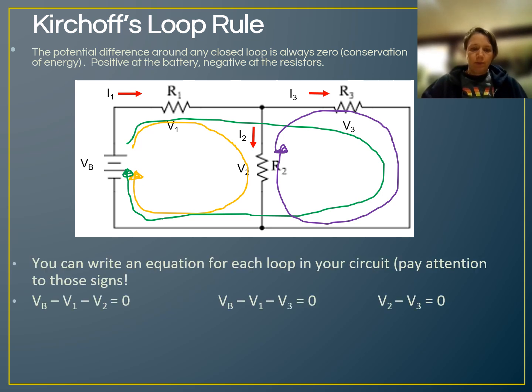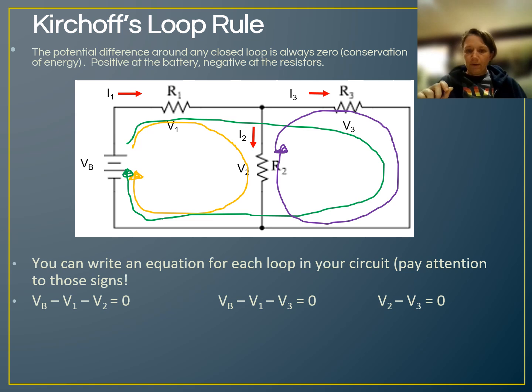In the first loop, we're going to write an equation that says VB, which is a positive value because we pass through the battery in the positive current direction, minus V1 because we lose voltage at R1, minus V2, equals 0. This is the yellow loop, and that's our first equation according to the loop rule. The second equation is for the green loop: V battery is positive, minus V1, minus V3, and then we're back to 0. And then the last equation is for the purple loop.